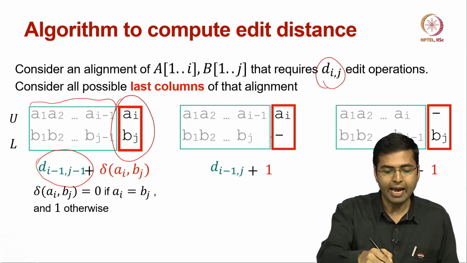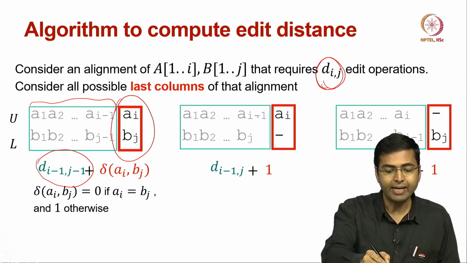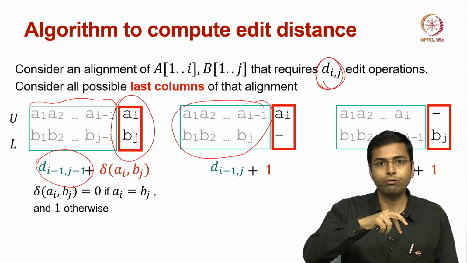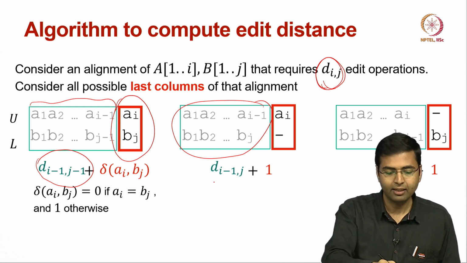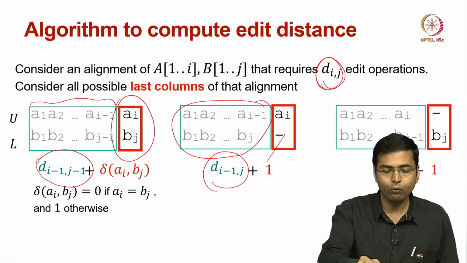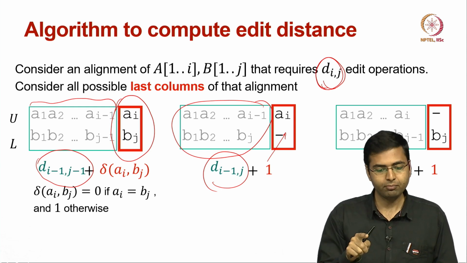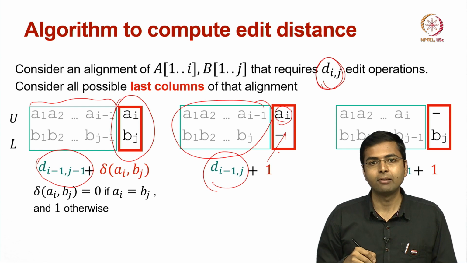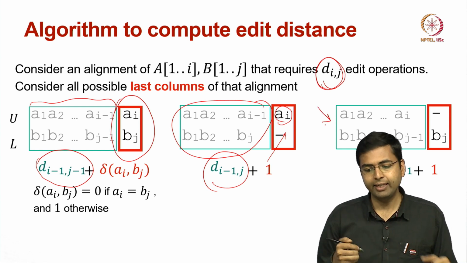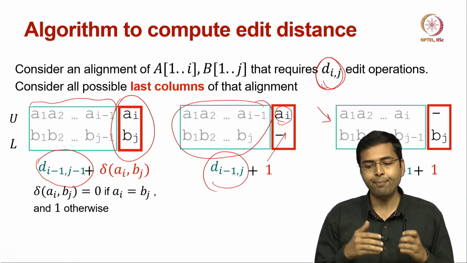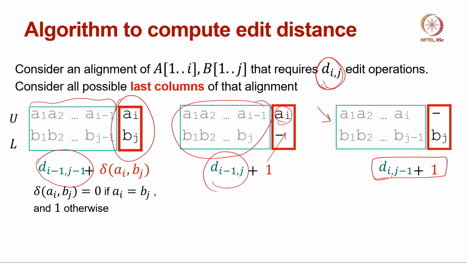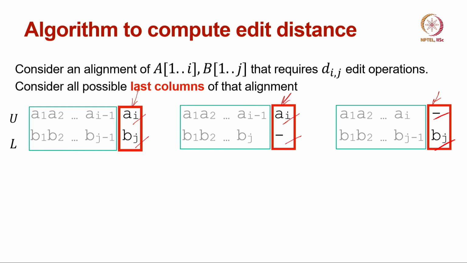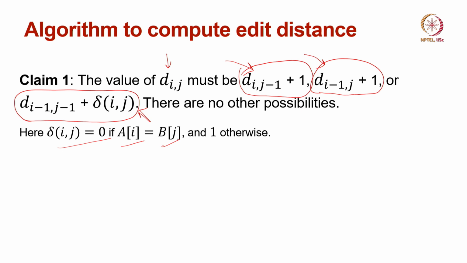Similarly, in the second case, the alignment cost d(i, j) will equal the best possible way in which we can align the first i-1 characters of A to j characters of sequence B, that is d(i-1, j) + 1, because here we know for sure that we are requiring one edit operation, that is we will have to delete a_i character from sequence A. Same way we can argue for the third scenario also, that is in this case d(i, j) is equal to d(i, j-1) + 1, because we are again doing one edit operation, that is we are inserting character b_j in sequence A. So, because the last column can only look like these 3 values, we know for sure in our claim that d(i, j) must be one of these values, there are no other possibilities.